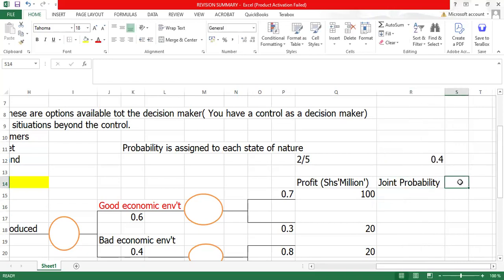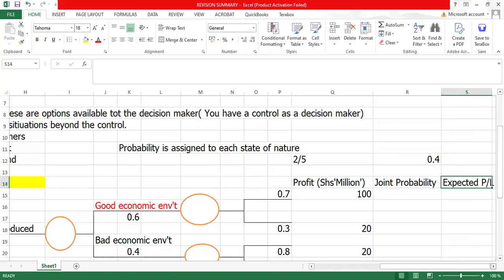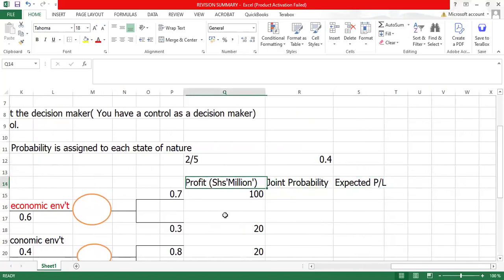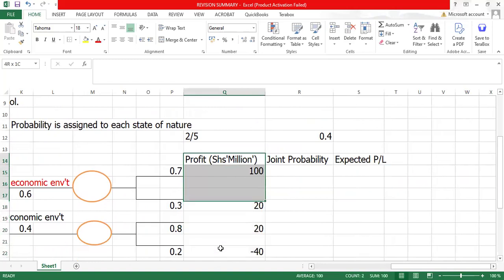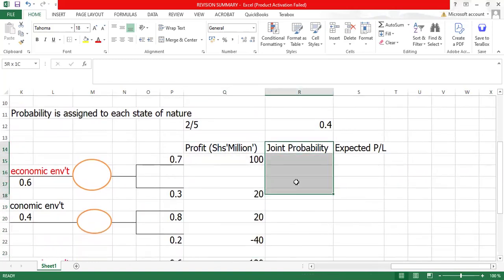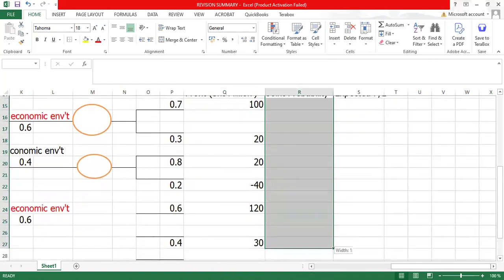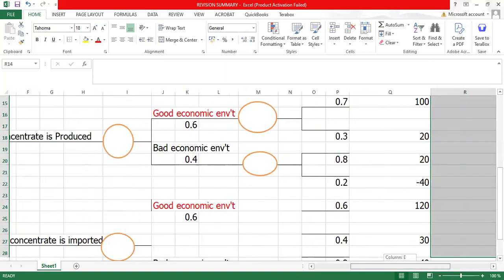It's allowed even in an exam. Then here you put expected profit or loss. That's what you need. You need the first outcome, profit. Then you will need joint probability. Why joint probability? Because you have different probabilities.